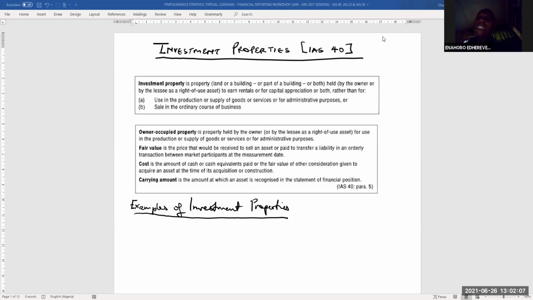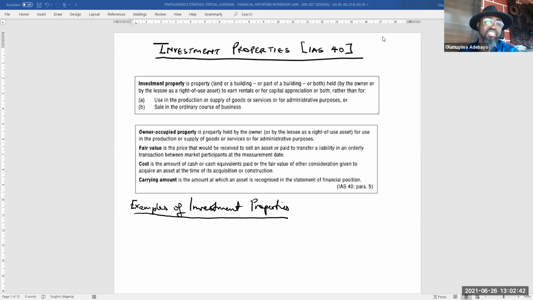Those properties are not, as you said, used for our day-to-day production. Some of them are occupied by tenants. Some of them are just there. At the end of the year, we just value them to see if there's any appreciation on them, and we take it to P&L. And we have a variety of many of them all over the country. I think that's the experience I have about investment properties.